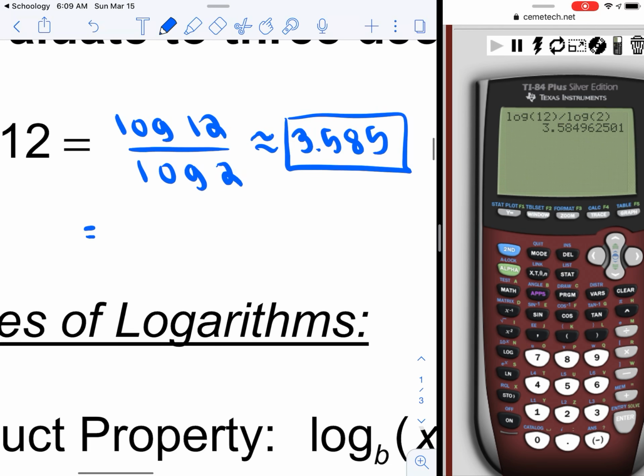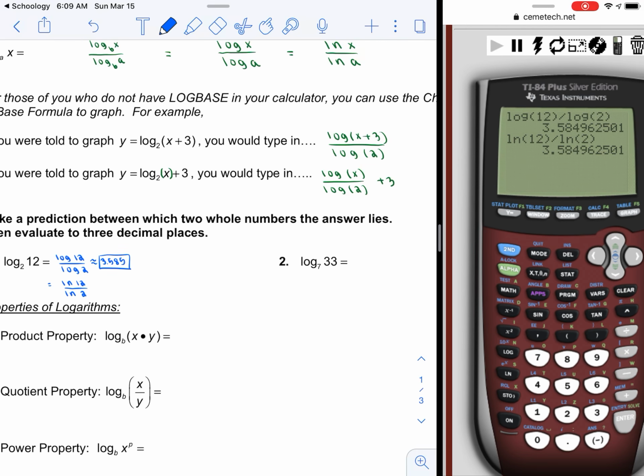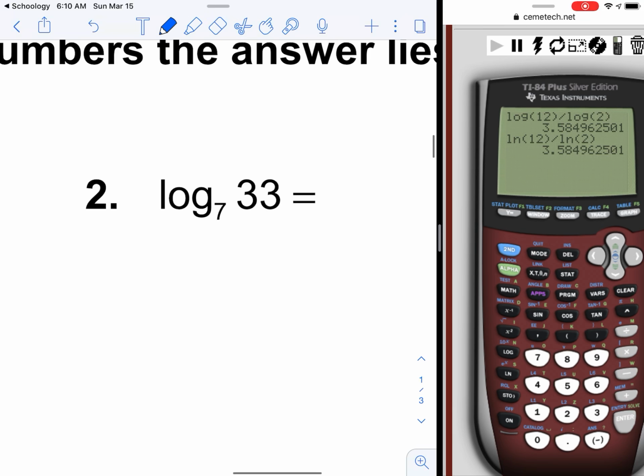Now, the cool thing about this is I actually could use natural log as well. Natural log 12 over natural log 2. And you'll see that if I use the natural log button, natural log 2, I should get that same answer. So it is really cool that you can do it with either one of those. Same thing over here. We can do this.